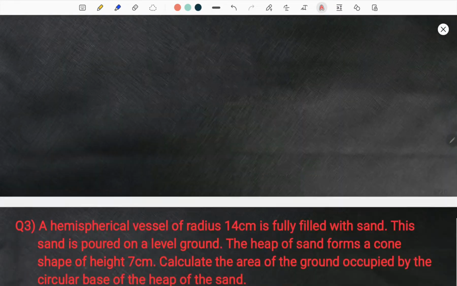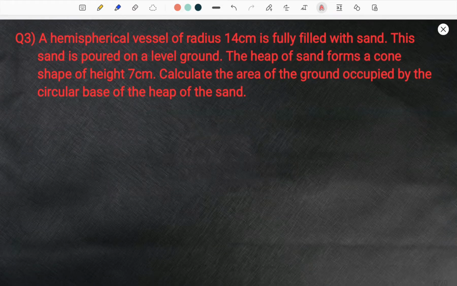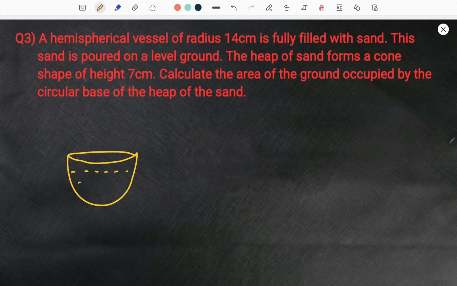Alright, let us move to next question. The next question goes like this. A hemispherical vessel of radius 14 centimeter is fully filled with sand. Alright, there is a hemispherical vessel like this. Okay, it is fully filled with sand. Inside that sand is there. Try to represent everything in the form of a diagram. And its radius is, how much is that? 14 centimeter. Let us take this radius r1 as 14 centimeter. Let me call it as r1.